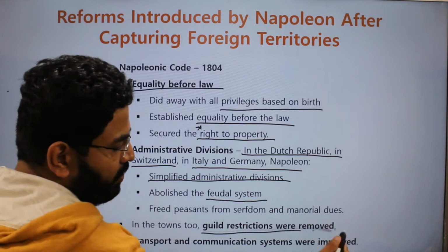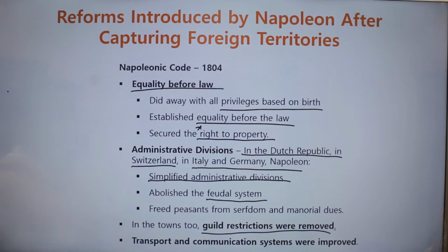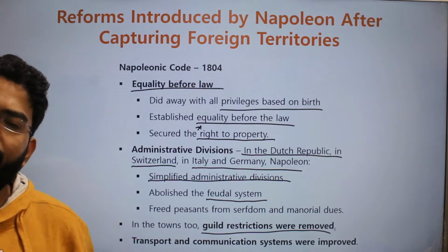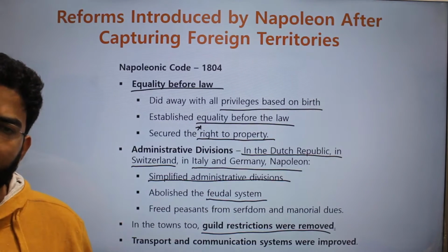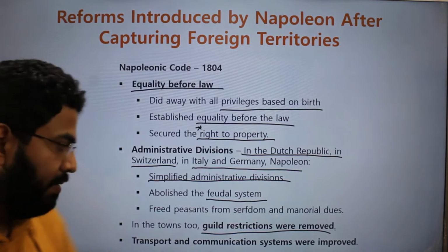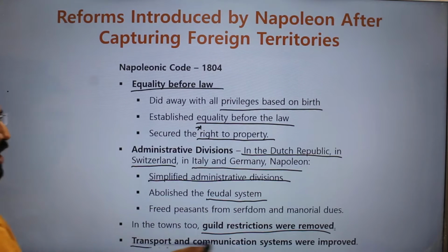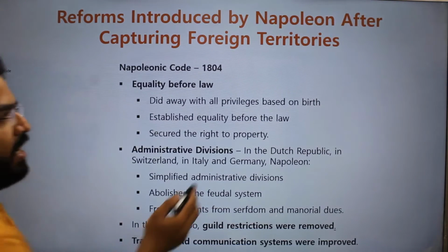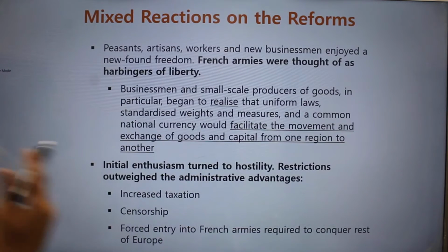Then guild restrictions were removed. Guild restrictions are basically restrictions on trade. So the restrictions on trade were removed and people were given an opportunity to trade freely. Then transport and communication systems were also improved. So these were some of the things that Napoleon did in foreign territories as well as in France.